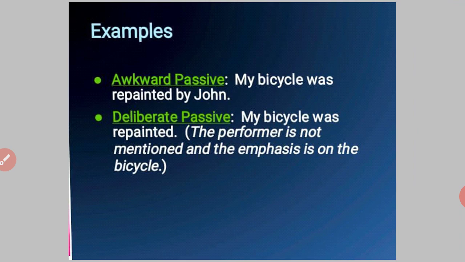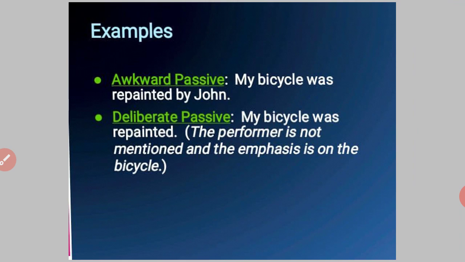It means John painted the bicycle, or repainted the bicycle. So what is the more important thing here? Definitely the painted cycle is more important than who painted it. Does it matter who painted the bicycle? The bicycle got painted by somebody, whatever. So this is the awkward passive.